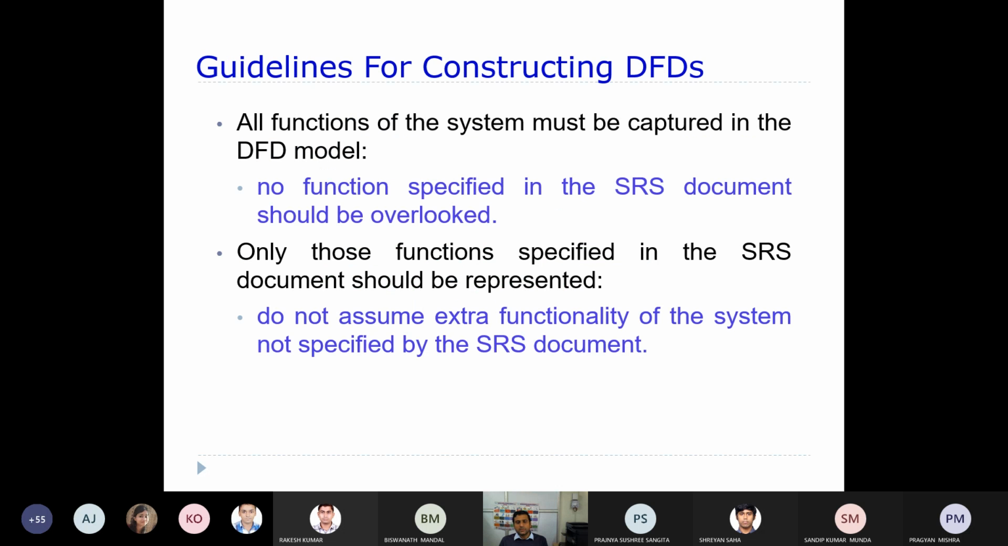All functions of the system must be captured in the DFD. That means whatever functions are mentioned in the SRS, everything should be part of the DFD. No function should be overlooked. Only those functions specified in the SRS document should be represented. You do not assume certain extra functionalities which are not specified in the SRS document. For those functions which are part of the SRS, you provide a bubble for that particular function.